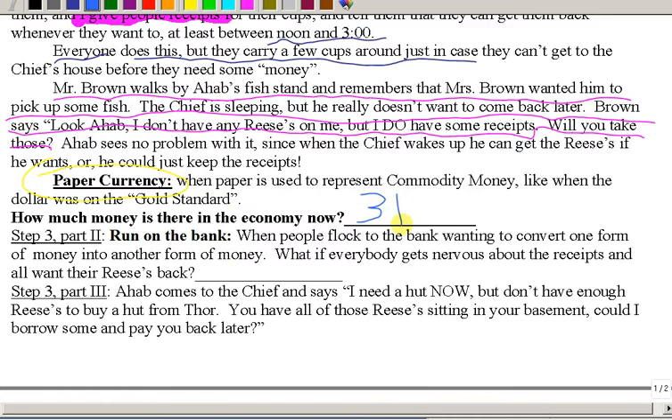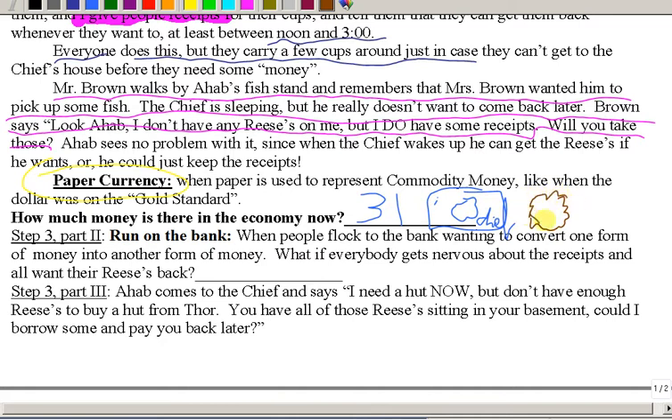So what would happen in this case if everybody got nervous and they wanted their Reese's peanut butter cups and they came back with these little pieces of paper that had pictures of Reese's peanut butter cups on them and were signed by the chief, and they all wanted to get their Reese's peanut butter cups back in reality? Could they? Could they still get them all back?